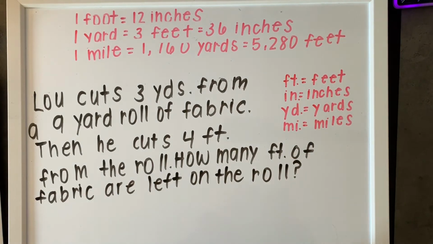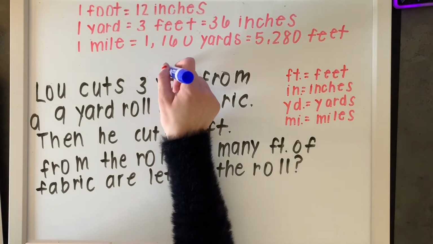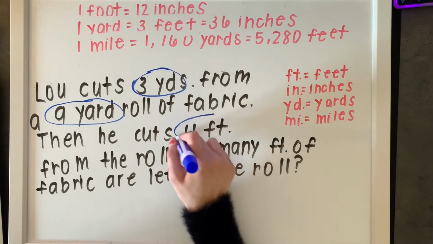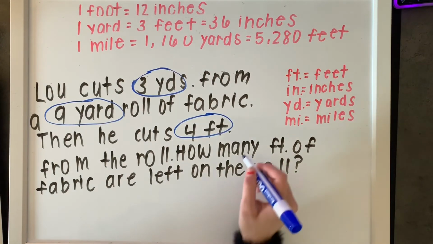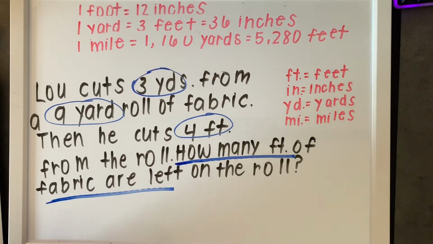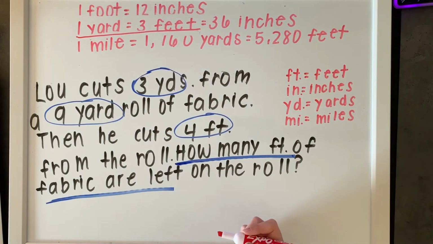So when you're reading a word problem, it's going to be very important that you look and see what units of measurement you're using. So use your cube strategy to look through and check the numbers in units. I see we're using yards. Then we're using feet, and the question is asking how many feet are left. So the first thing I would think is I'm going to look at my conversions, and I notice that we have one for yards and feet. 1 yard equals 3 feet.